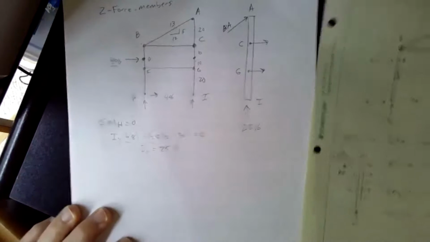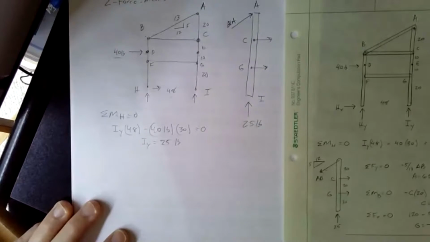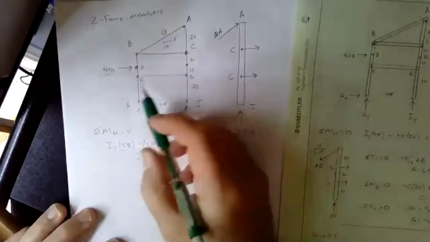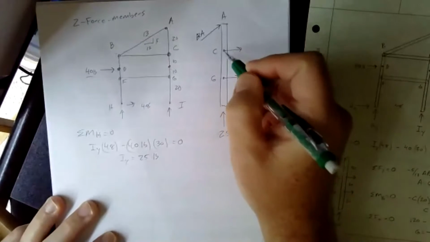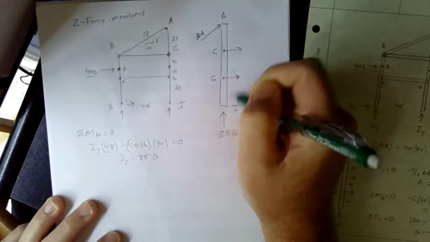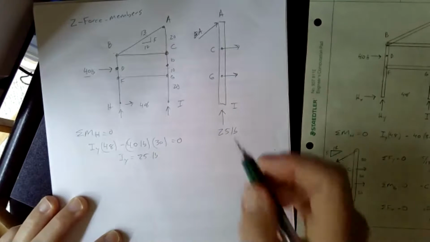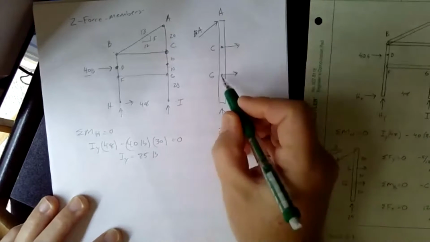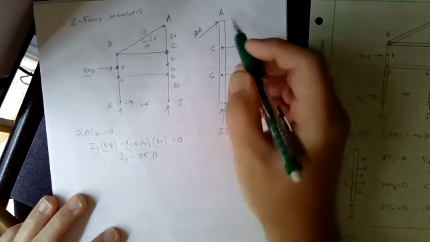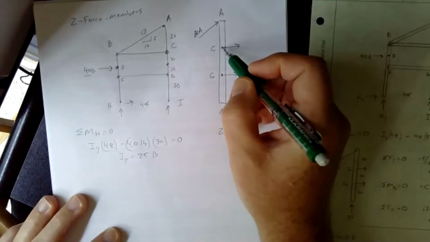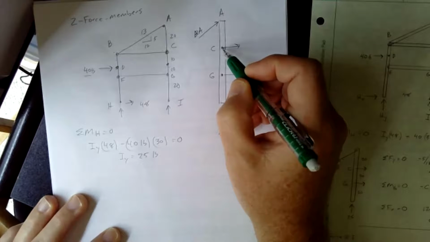But let's finish this one real quick. We have our FG, and we've identified the forces we have. We have C and we have G, we have I, and then we have BA. If we sum the moments about G, this point here, that will allow us to solve for C.